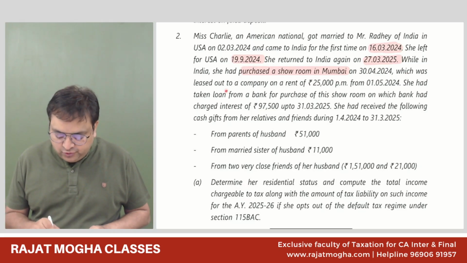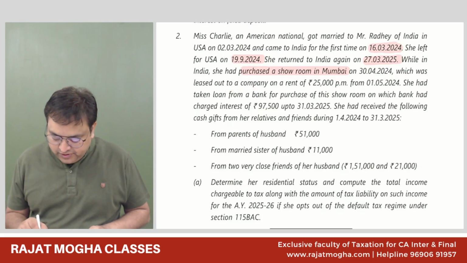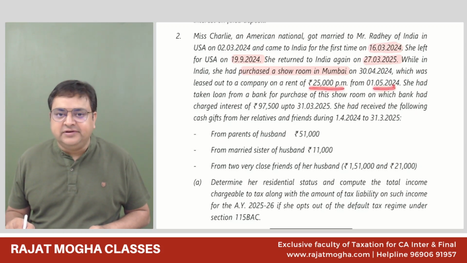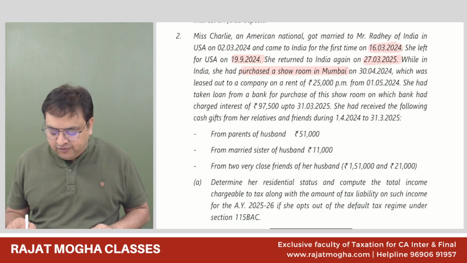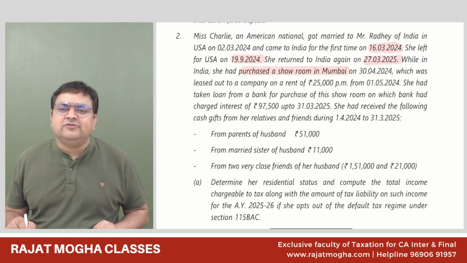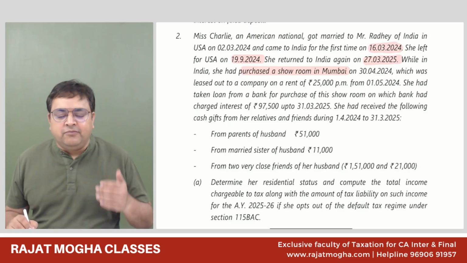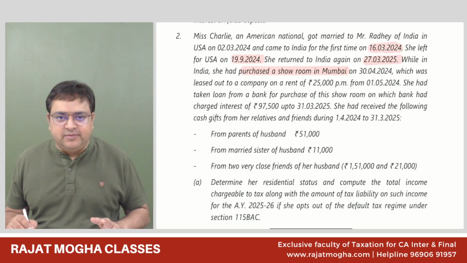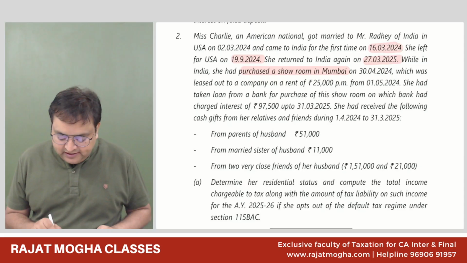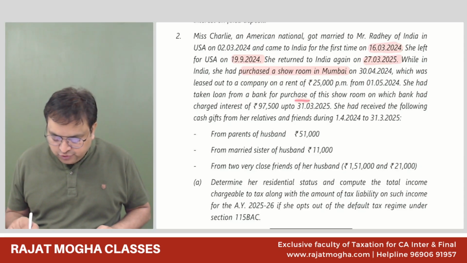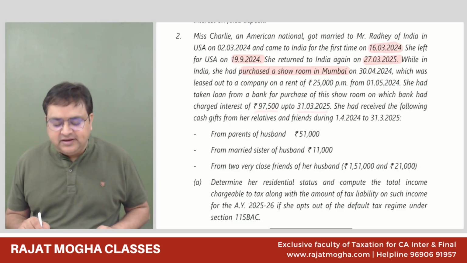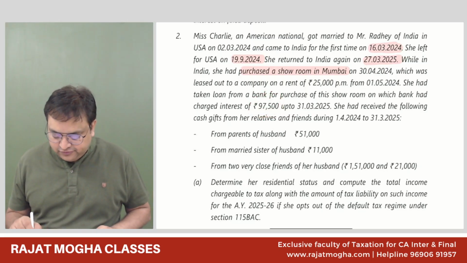which was leased out to a company on rent of rupees 25,000 per month from 1st May 2024, and she has given it on rent from 1st May 24. So we can see that in our previous year 24-25, from May onwards, she has let it out. That is for 11 months. She had taken a loan from the bank for purchase of this showroom, on which the bank has charged interest of 97,500 up till this year. So up till this year, the bank has charged this much interest also.